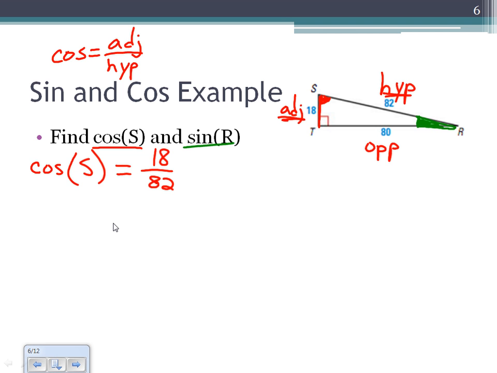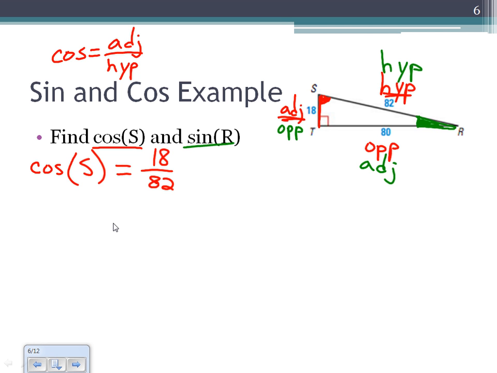Which one's the opposite now? Good. Which one's your adjacent now? 80. Which one? Wait, sine is opposite over hypotenuse, right? Sine is opposite over hypotenuse. So it'd be 18 over 82. This is your adjacent, and this is your hypotenuse still, so it doesn't change.